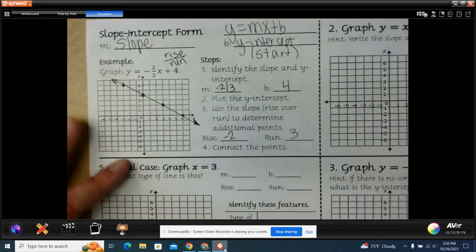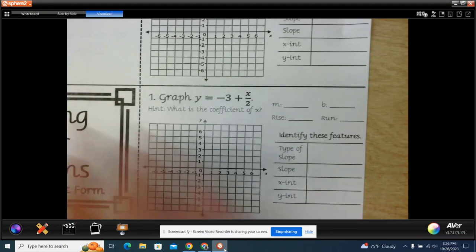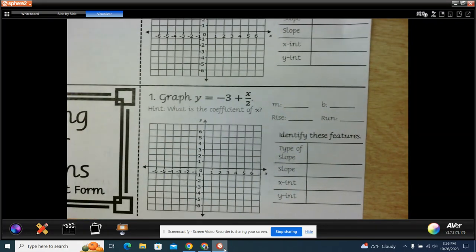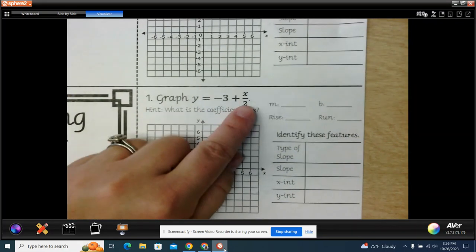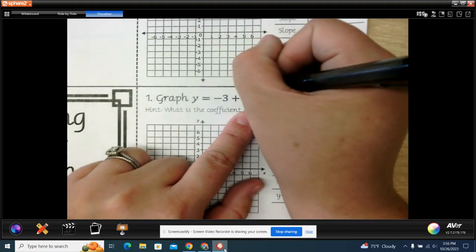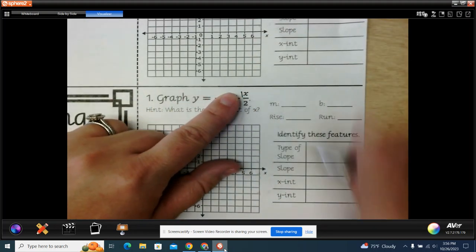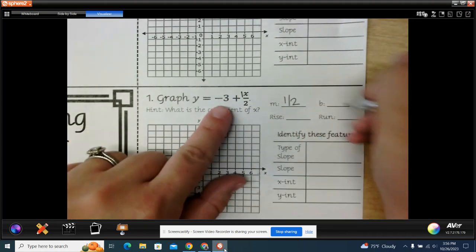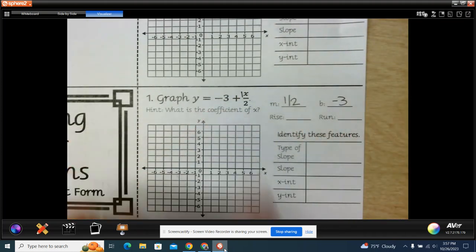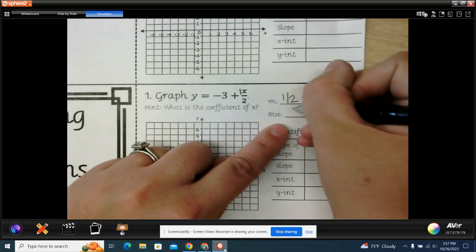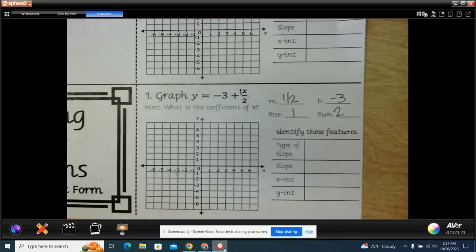All right, so let's look at another example. For this one, we have y equals negative 3 plus x over 2. This one's written kind of differently. It has x on top, so my slope next to my x is a 1. So my slope is 1 over 2. My b is the minus 3, so it's going to be that plus or the minus at the end. So for my rise, I have 1, and my run, I have 2.